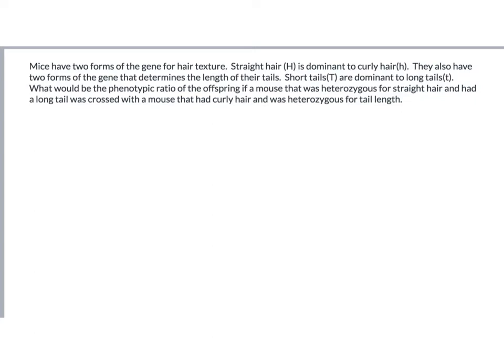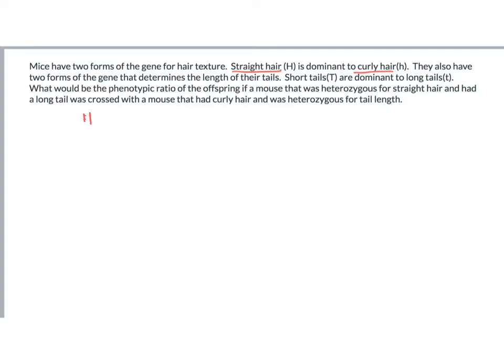Okay, so I am going to try to go over some of the questions with you, and hopefully this will help you with those genetics problems. So this question is telling you that the mice have two forms of a gene for hair texture. So we have straight hair, which is H, and curly hair, small h. So I always like to write those down.